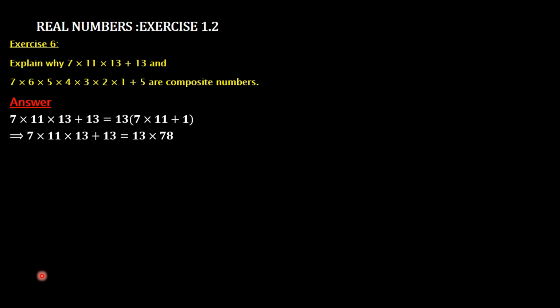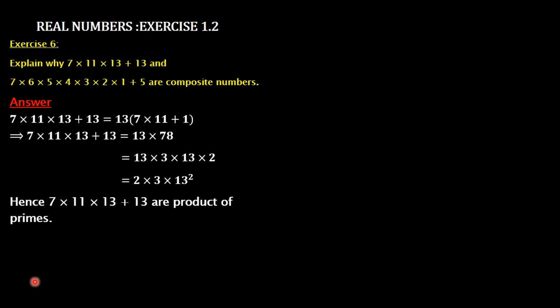Then we can decompose 78 into 13 into 3 into 13 into 2. That is, what is 78? 26 into 3. These numbers are prime numbers, so we can express the number as the product of primes. Okay. Then what we can say? That is equal to 2 into 3 into 13 square.